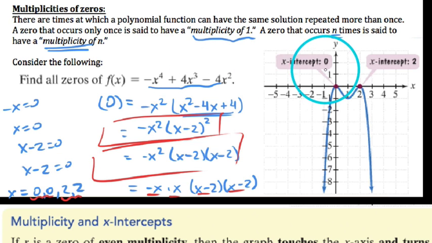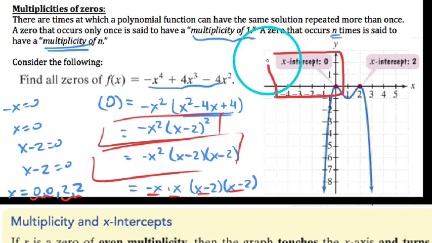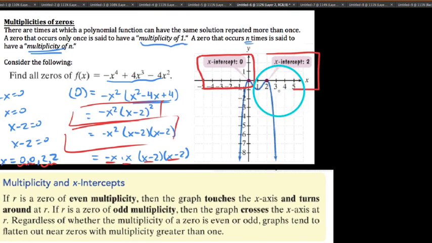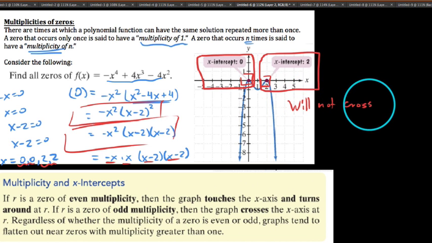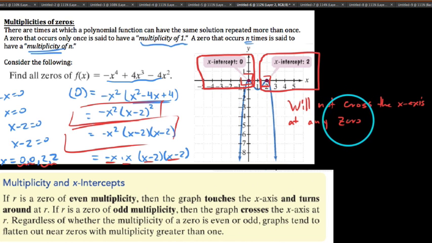So graphically, how does this have any significance on our graphs here? What I want everybody to see is that when we have even multiplicities, that is, when these answers occur here, we got 0 and 2 for our answers, when they occur an even number of times, it will not cross the x-axis at any 0 having even multiplicity.